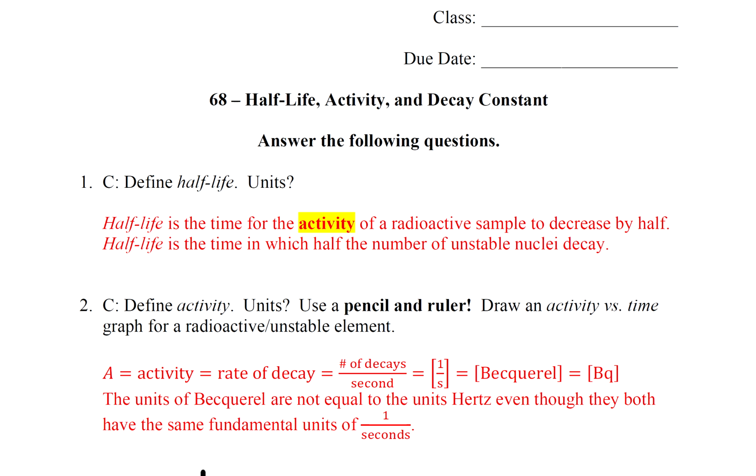Question 4, define count rate, units. Count rate is the number of nuclear radiation events detected in a given time. The units are 1 over seconds or 1 over minutes. So the units are not hertz, once again.